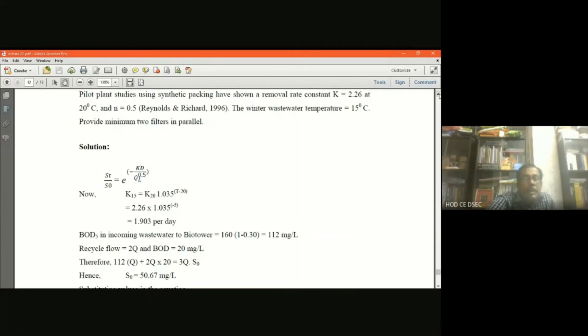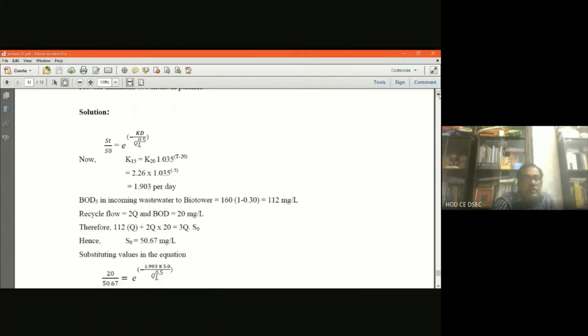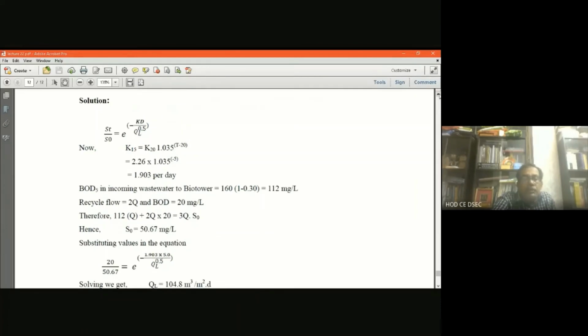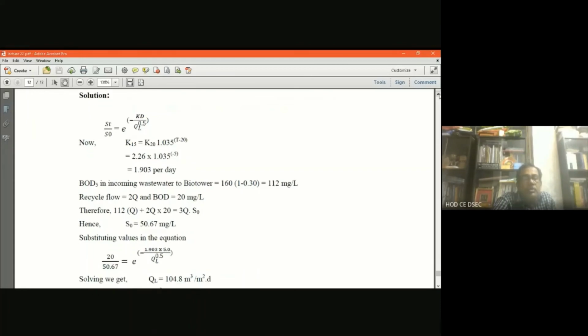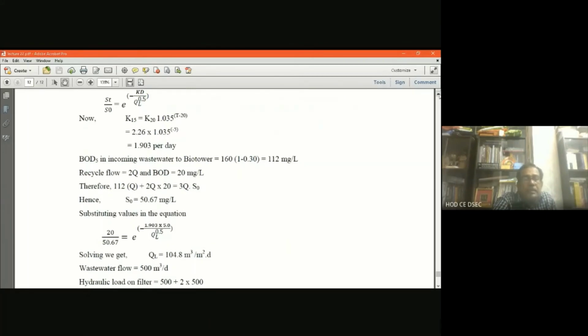Fine. Now the recycle flow is 2, as has been shown, and the effluent BOD is also shown as 20 milligram per liter. So if we write the equation: 112 into Q, that is the inflow BOD, plus twice Q into 20, that is the effluent BOD, equals 3Q into S naught. So S naught will be found out as 50.67. Then the standard kinetic equation: 20 by 50.67 equals e to the power minus K at 15 degrees centigrade, which we have found as 1.903, into D.